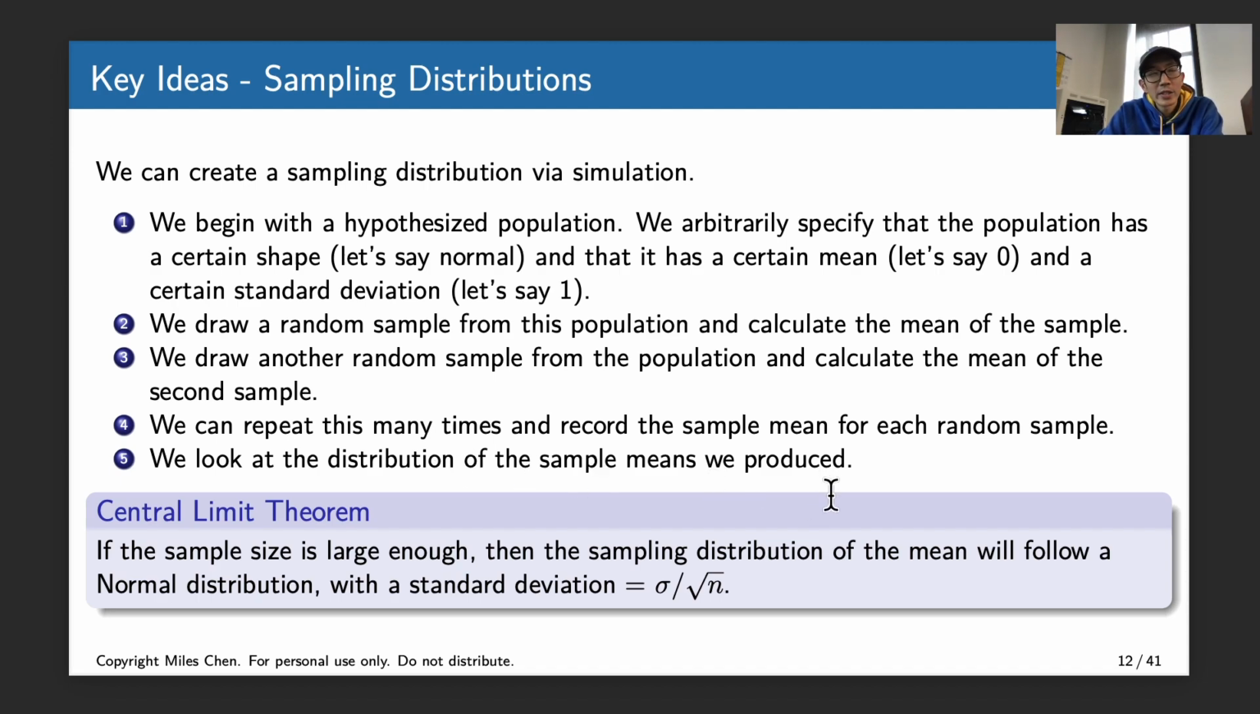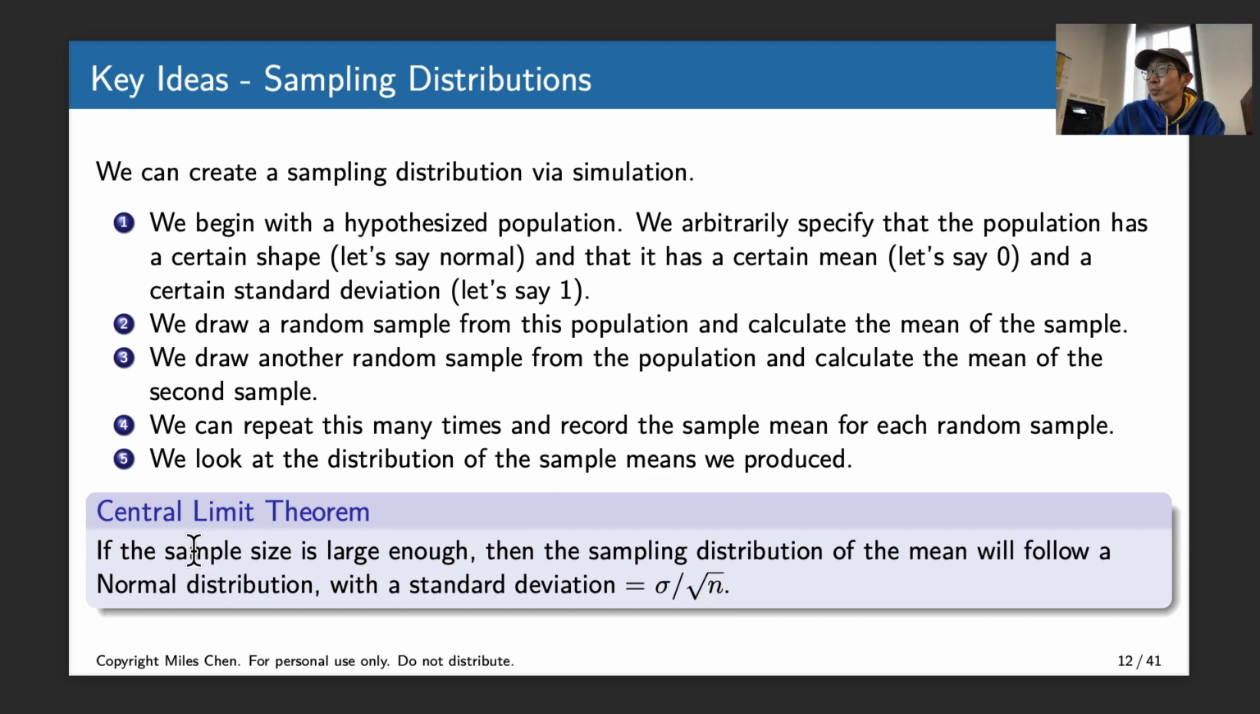What we'll find is the sampling distribution is going to follow a normal distribution. So that's the central limit theorem. If you have a big enough sample, then the sampling distribution of the mean will follow a normal distribution. And that normal distribution will have a standard deviation, or standard error, of sigma divided by the square root of n. So the bigger your sample, the smaller your standard error.